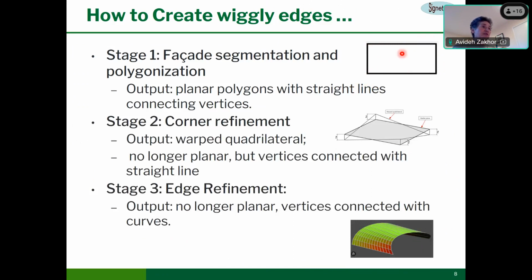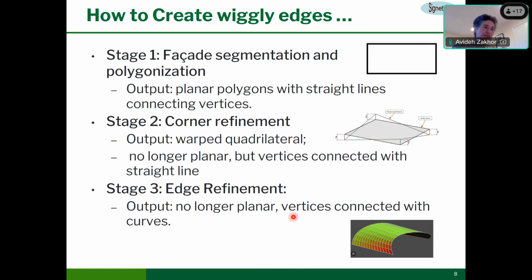And as I've been alluding to, this is not going to cut it. So we do corner refinement on this, where we take the 4 corners and move them to match the point cloud. And now we have a warped quadrilateral. Don't worry if you don't understand that term, it's just a math term. The point is that once we move the corners up and down, they're still connected by a straight line, but they're not all in the same plane. They're non-planar. So that brings us one step closer to the reality of what the building looks like.